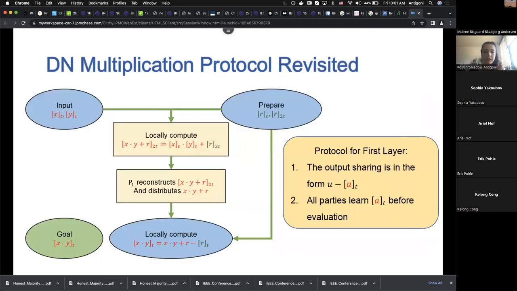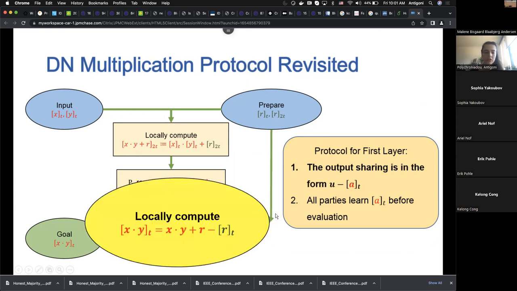Okay, so let's go back here and see. If you remember, this is the protocol. What was happening here is that we were sending the shares to the king, and then the king was reconstructing, and then we were subtracting this double sharing. So this is the local calculation. This is the u value that comes out from the previous gate, and this is the a value. So this protocol already has this format that we can use.